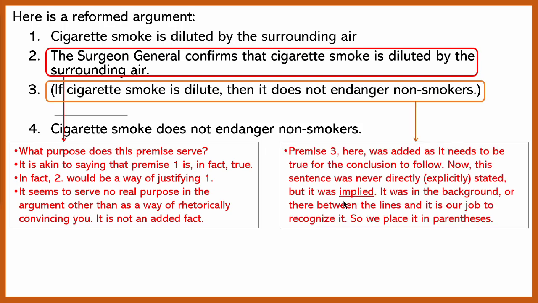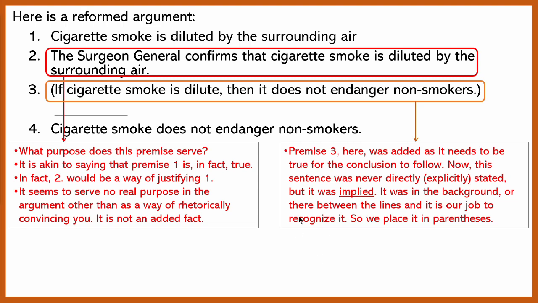What about 3 here? As I said, 3 was added. It needed to be true. It needs to be true for the conclusion to follow. But it was an implicit premise. It was there in the reasoning, if you follow it and you ask yourself, what's missing? What do we need? Why is this argument not working? There's a sentence that we can supply that, if it's true, along with everything else, the conclusion would then have to follow. But it was in the background. It was there, but it was between the lines. And it's our job to recognize that. And so we place it in parentheses, indicating that it's an implied premise, something that we added to it.